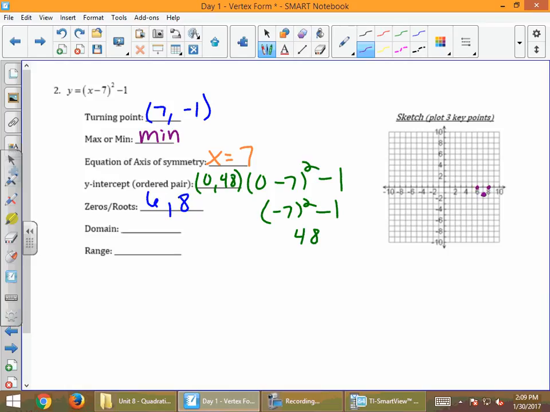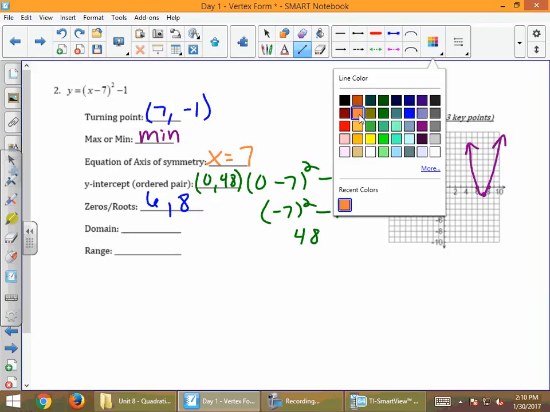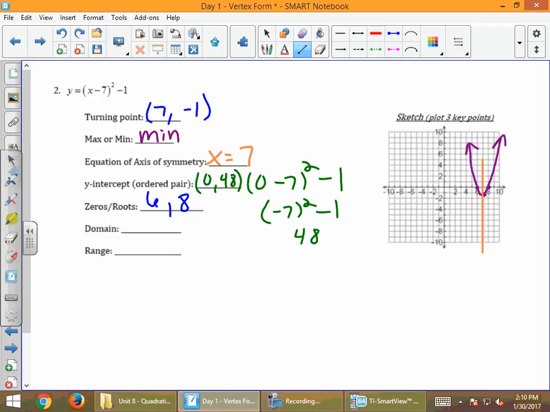Here's the thing, is 0, 48 going to fit on that graph? No, so we can't plot it. Just plot the vertex and the roots. And again, we didn't talk about the last one, but the axis of symmetry is just a solid line that goes right through your vertex.